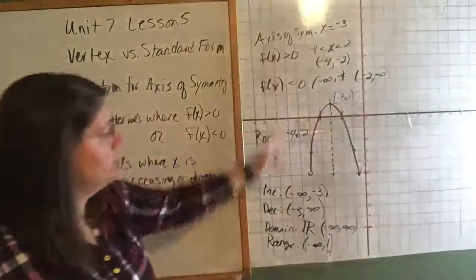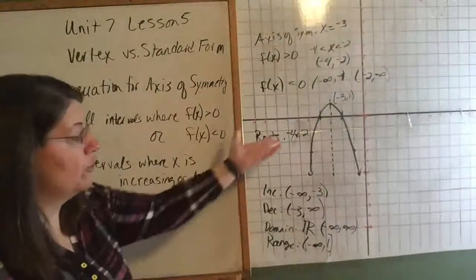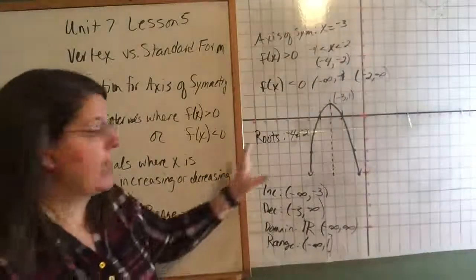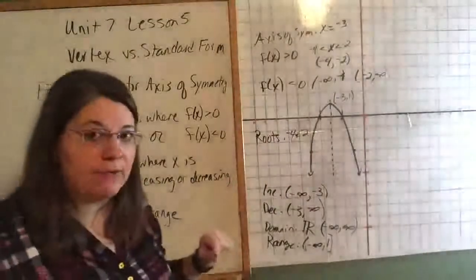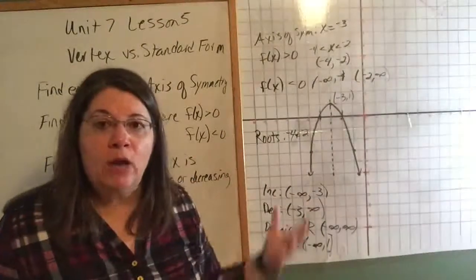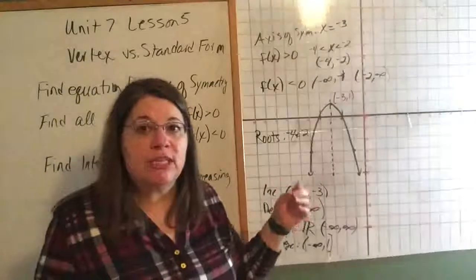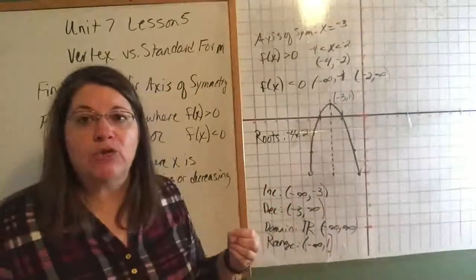So it's pretty simple to find all this information. If you're given the parabola, you just have to look at what's happening with the graph. Next, I want to talk about how we do this if we're given an equation in standard form and then if we're given an equation in vertex form.